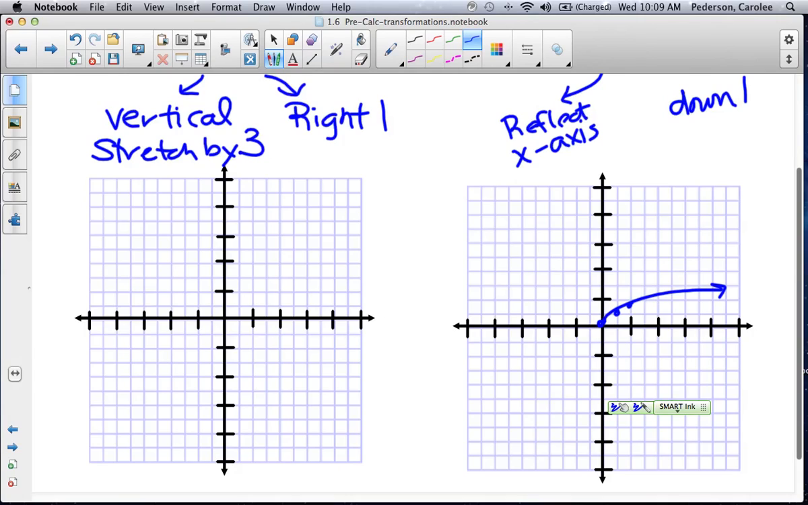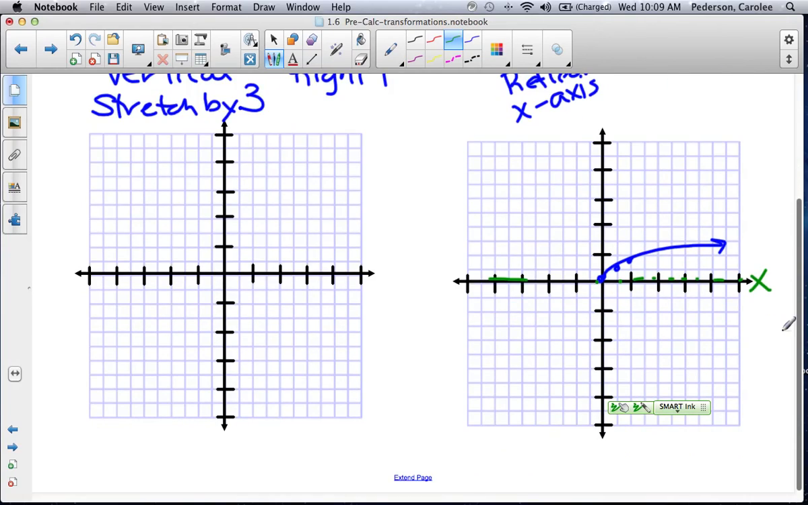Now we're reflected about the x-axis. So now what will the graph look like when I reflect about the x-axis? It's going to flip which way? Left or down? Down. So there's the first transformation. The other thing it said is move the graph down 1 unit. So now there's my new vertex point. And there's my final graph. We're going to stop there.